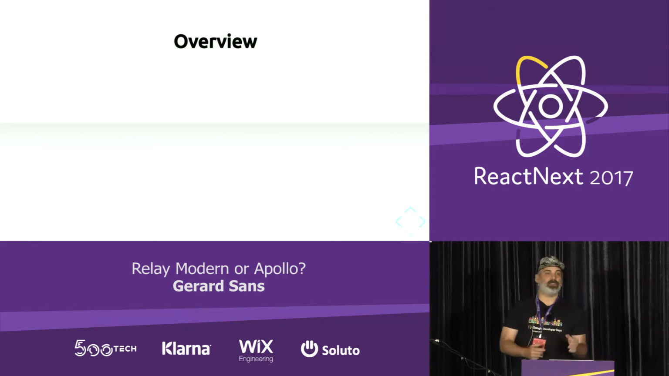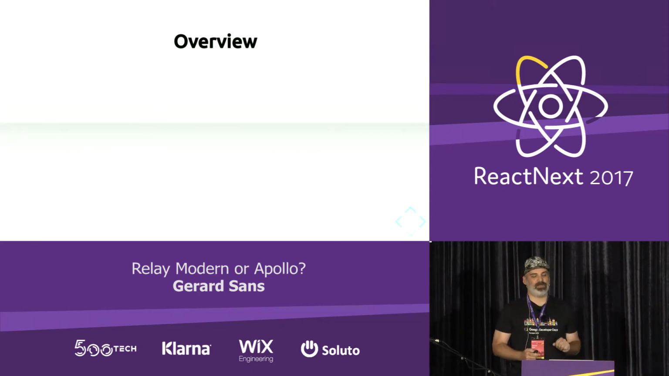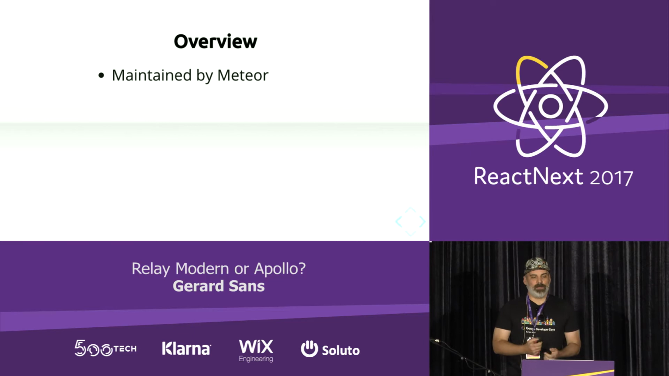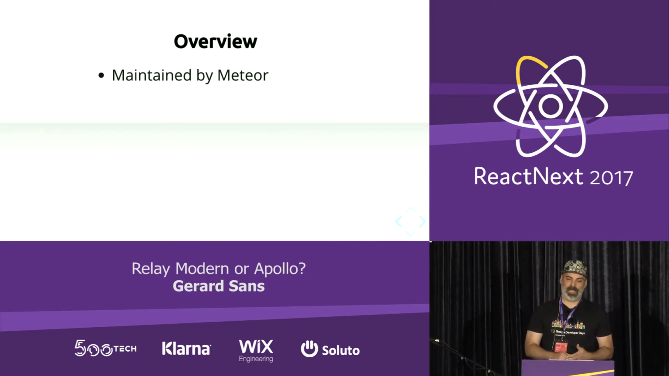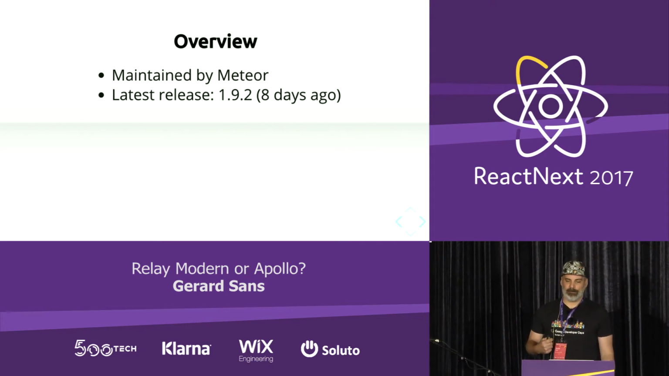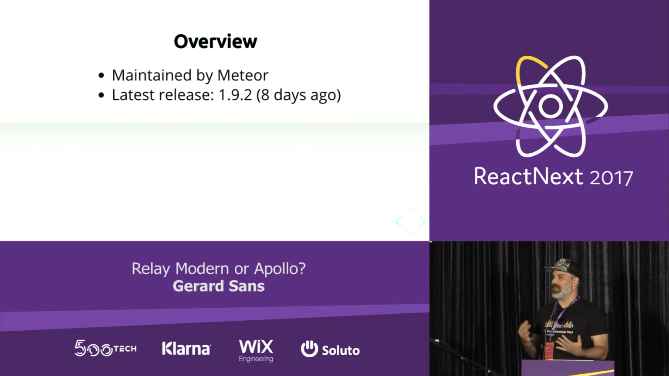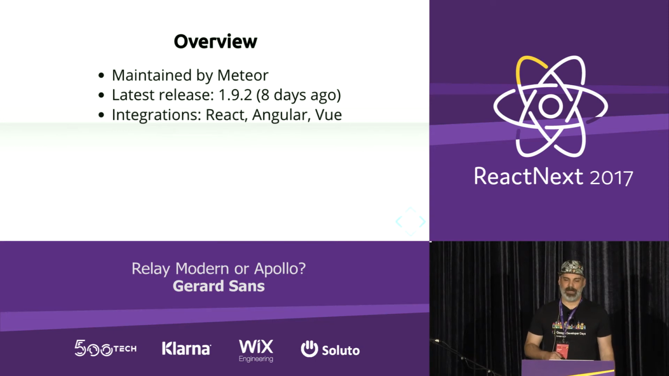As an overview, we will just cover the same points that we did before. Apollo Client is maintained by Meteor and the Apollo team. The latest release is 1.9.2, and it was just released 8 days ago. So you can see that both projects are really hot on GitHub with plenty of updates.